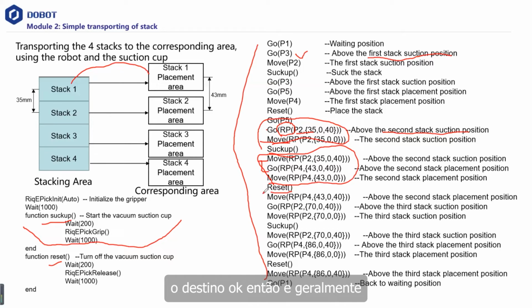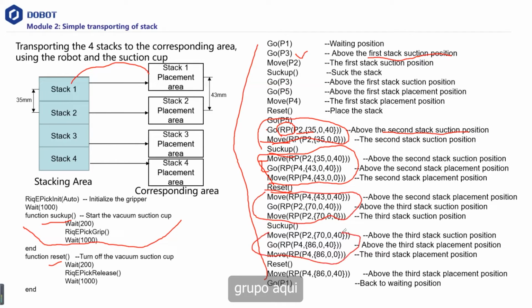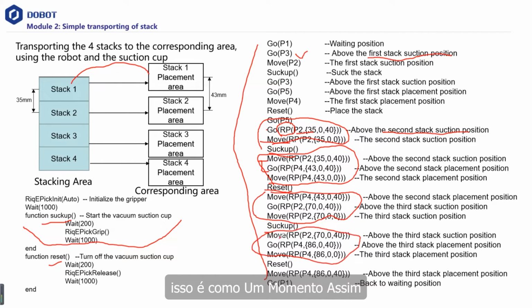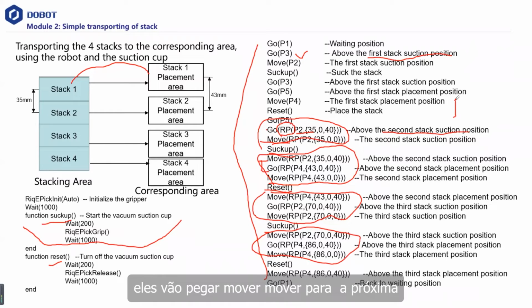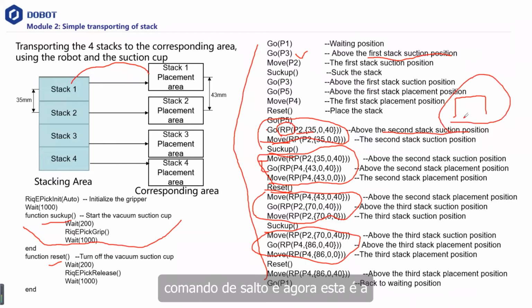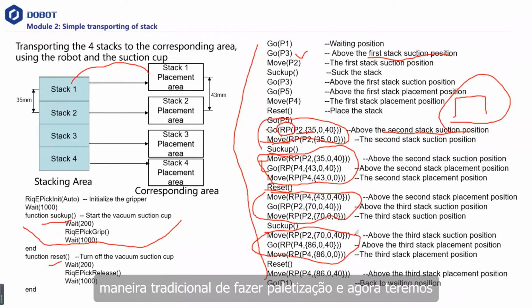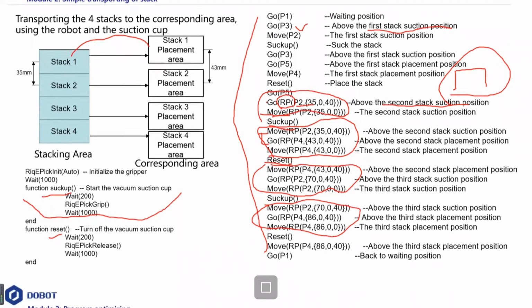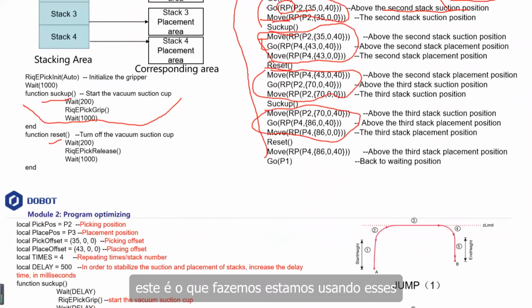Okay, and then we repeat one by one, a group here and a group here. It's a movement like this. We go to here, we pick up, move to the next position, and then move down. This is a command just like the jump command. And this is the traditional way of doing palletizing. And now we will have this one.